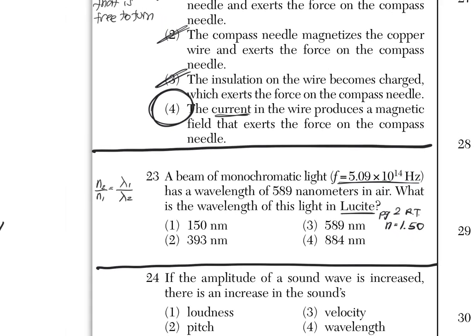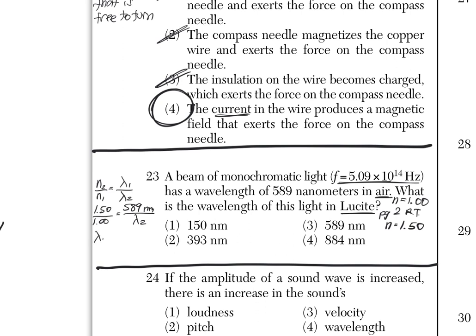And in air you should know has an index of 1.0, but if you didn't know that, that's also on the index of refraction chart. And so we have n2 being lucite, 1.5, over n1, which is air, and then lambda 1 for the air, that's 589 nanometers, and I'm looking for lambda 2.